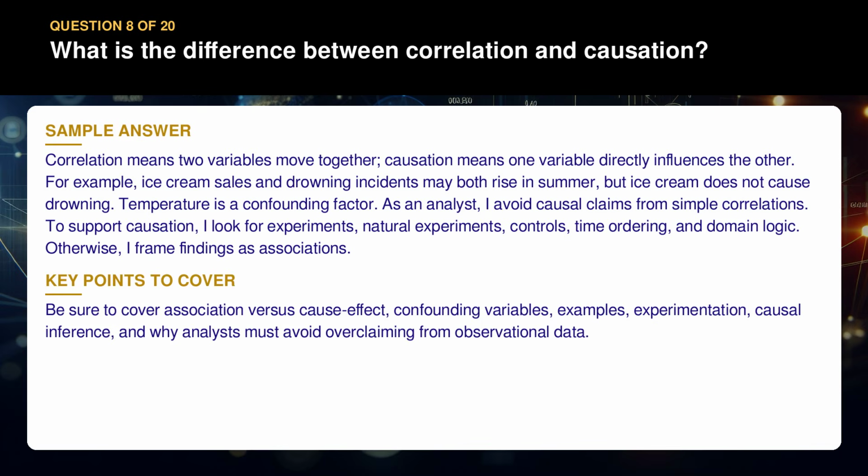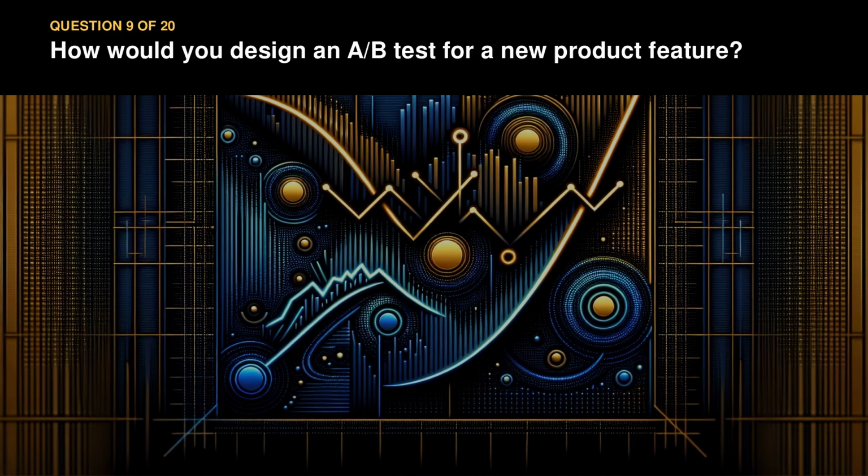Be sure to cover association versus cause-effect, confounding variables, examples, experimentation, causal inference, and why analysts must avoid overclaiming from observational data. Question 9. How would you design an A/B test for a new product feature?